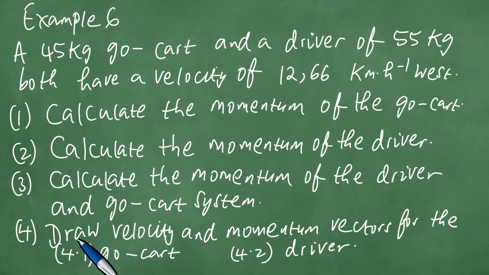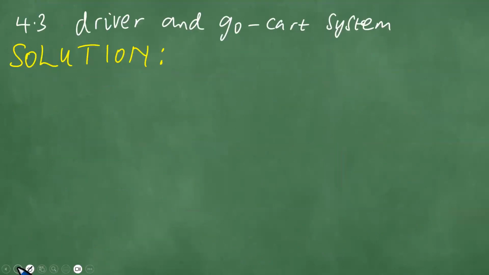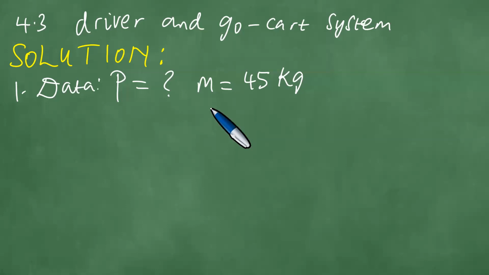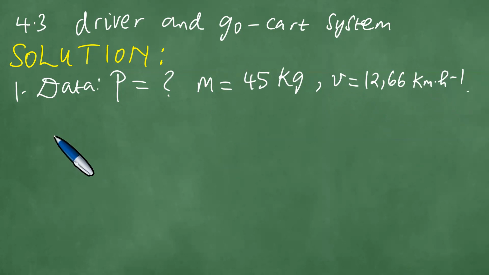Okay, now what is the solution to this? In number 1, we're looking for the momentum of the go-kart. The mass of the go-kart is 45 kilograms. And the driver, okay, but now we're looking at the go-kart. The mass is this, and the velocity is 12.66 kilometers per hour. Tell me, what is the momentum of the go-kart?